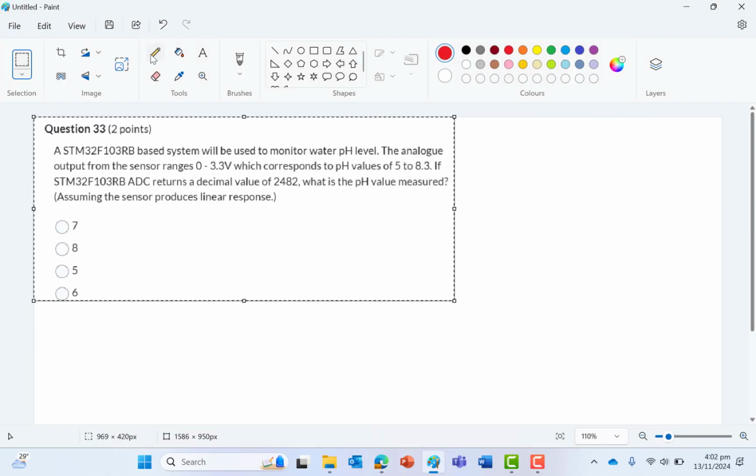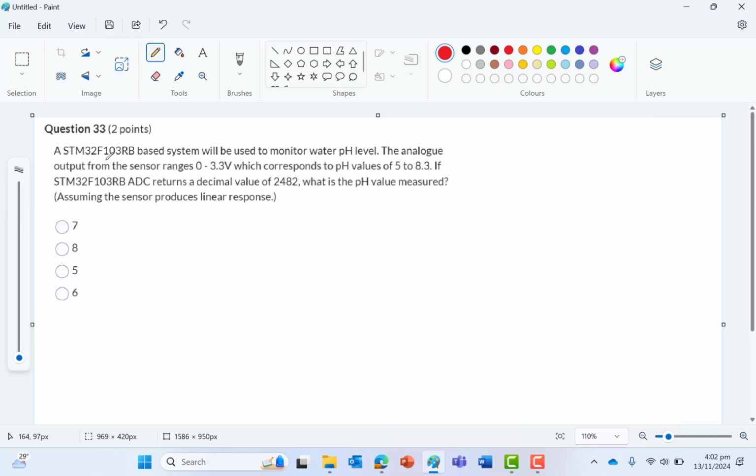Okay, you see, I have a STM32. F103RB is the one we have been using. I want to monitor water pH level. I think you can imagine this one. This is a water tank, there's some water there, and I have a pH sensor.